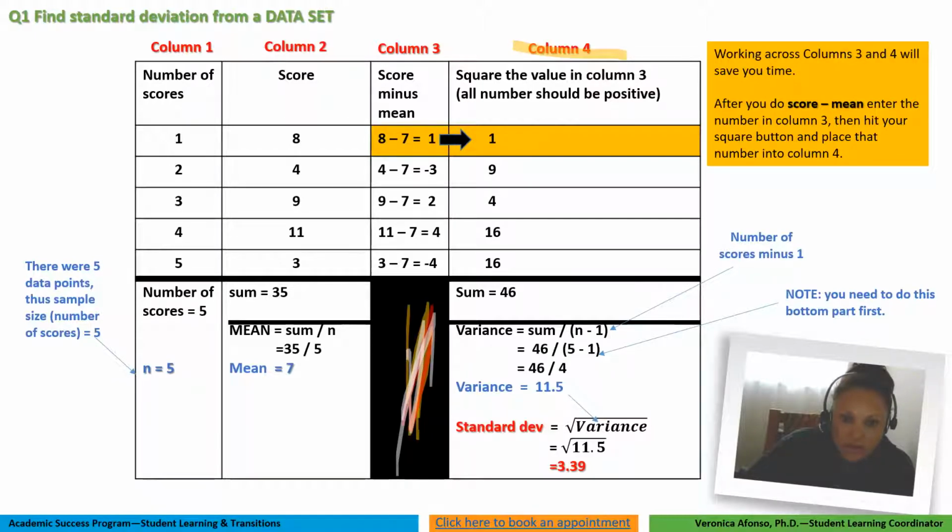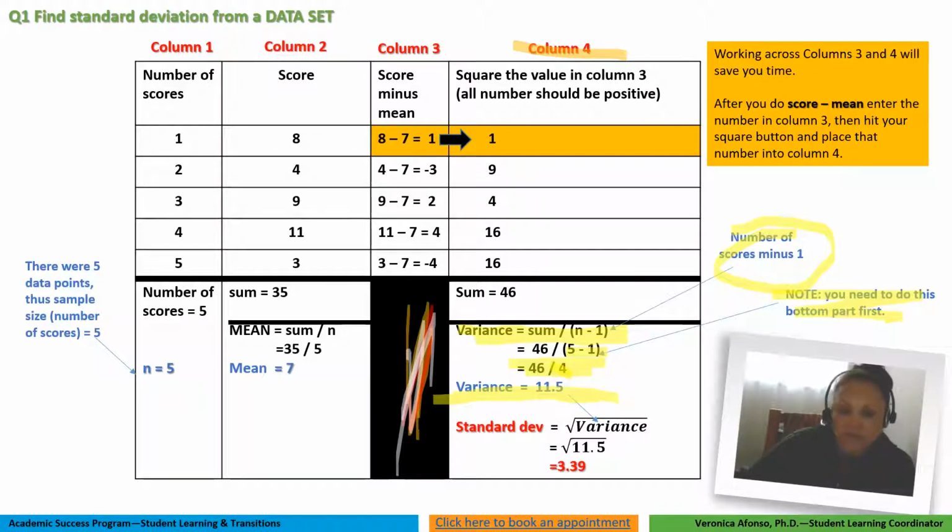So it's 46. The next thing you're going to do is find the variance, which is the sum divided by n minus 1. And I have a note up here. N minus 1 is the number of scores minus 1. So remember the number of scores was over here, 5. So 5 minus 1. You need to do this bottom part first. That's part of BEDMAS, right? 5 minus 1 is 4. Then once I get to this level, I can do 46 divided by 4 and try it on your calculator. Make sure you get 11.5.